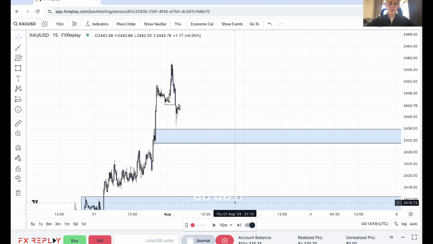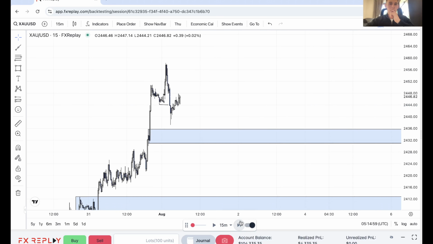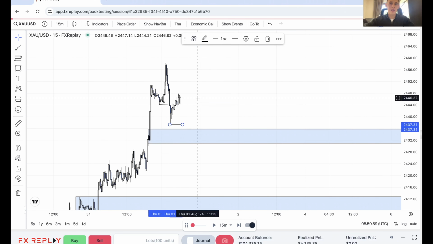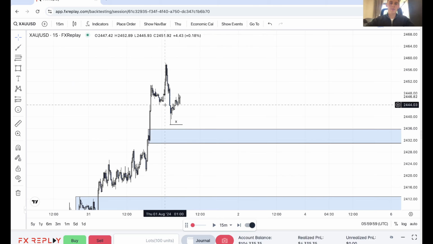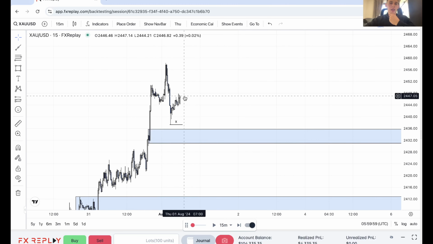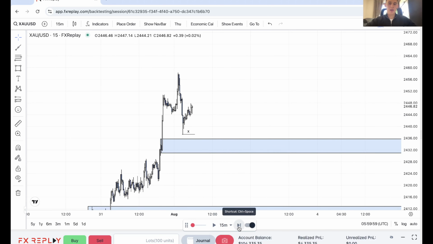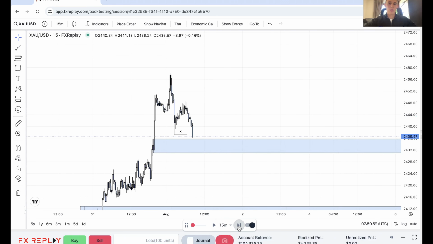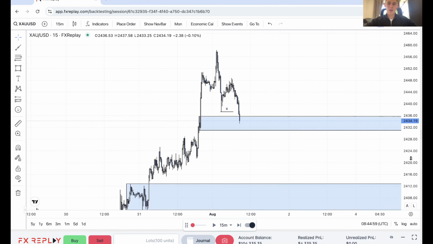So that low was now taken out. So we also now have Asia low resting above that demand. So I think you will very probably see some form of reaction within this zone. So let's have a look and see what price does once Asia low is swept.